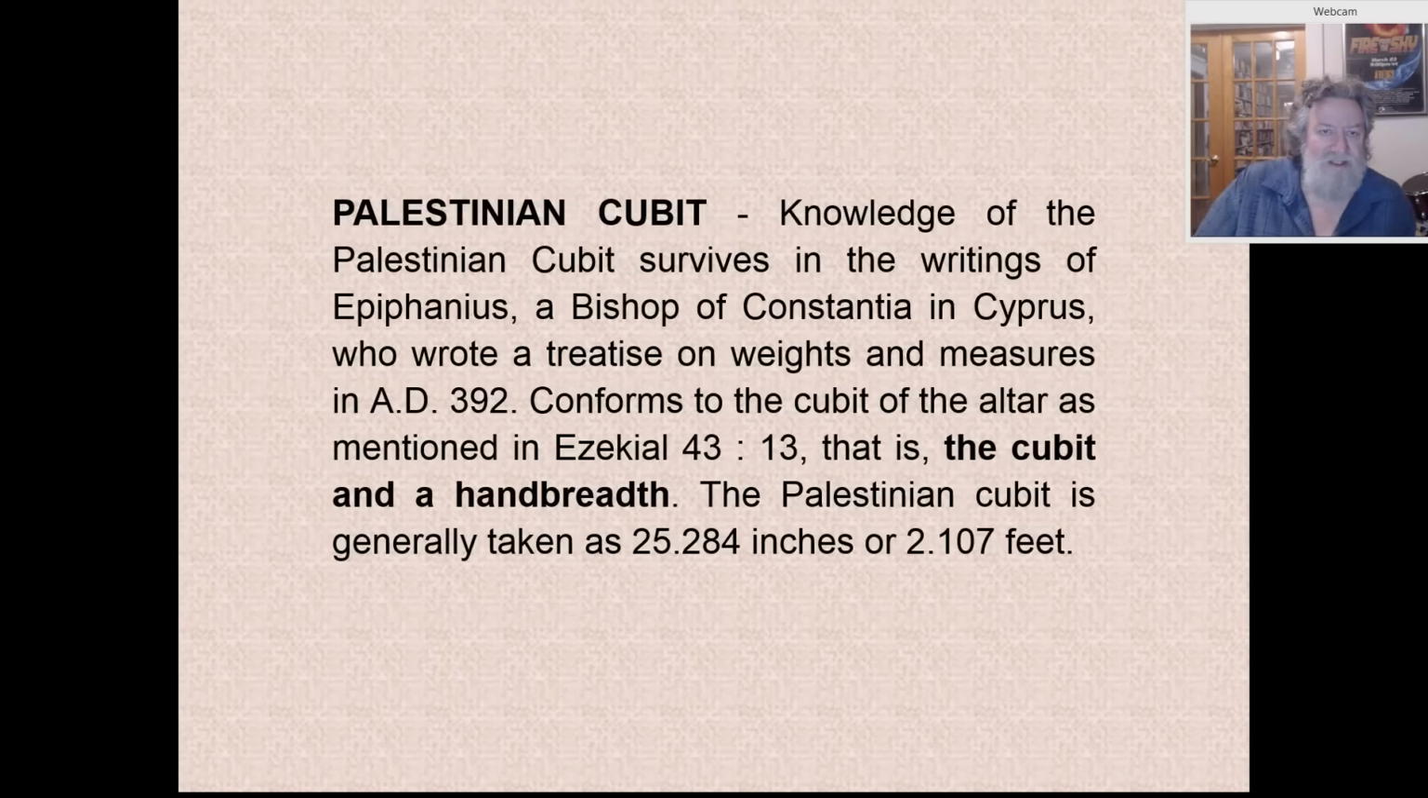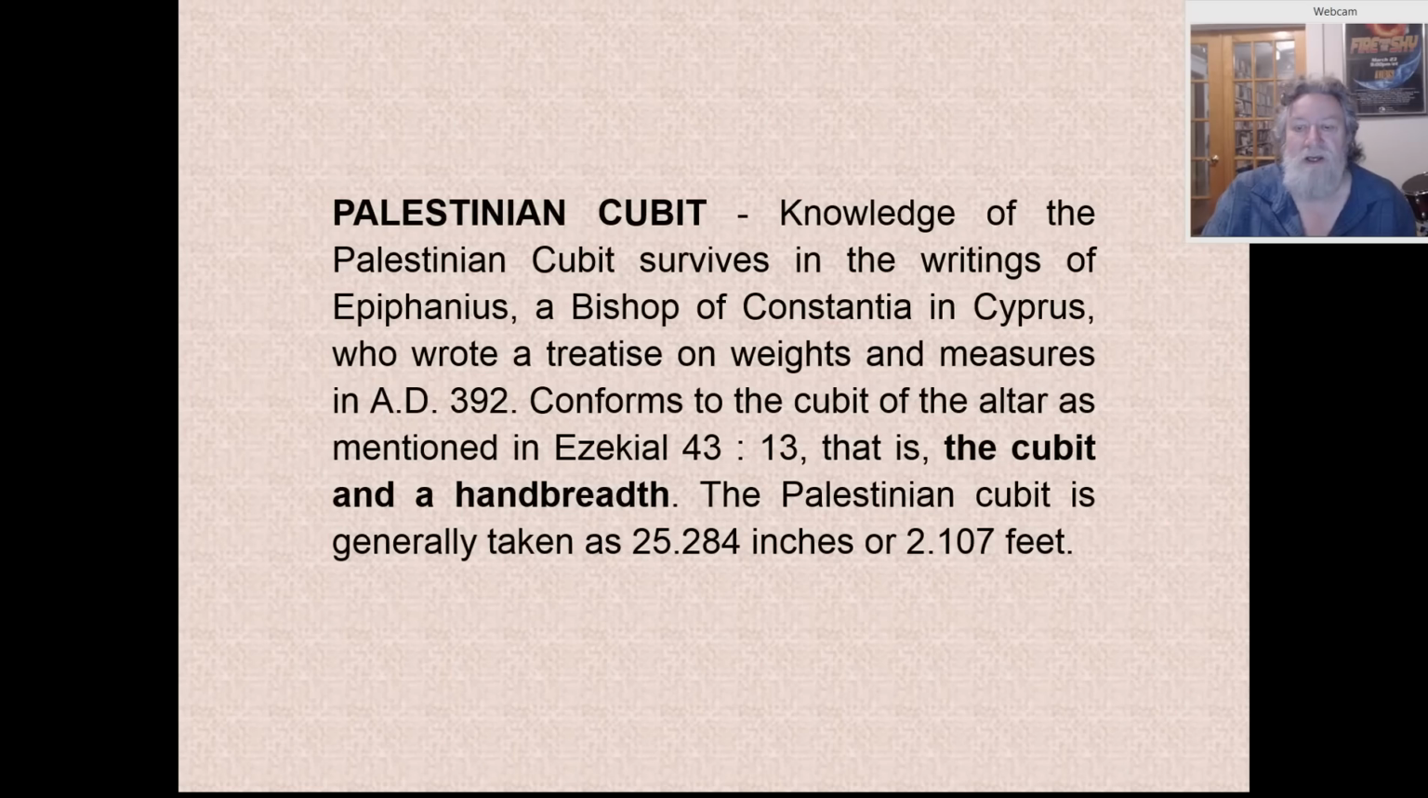Now, the next thing we're going to do is look at another unit of measurement that was used in Palestine probably during the first millennium BC, roughly for 500 to 1,000 years. As it says here, knowledge of the Palestinian cubit survives in the writings of Epiphanius, a bishop of Constantia in Cyprus, who wrote a treatise on weights and measures in AD 392. The Palestinian cubit conforms to the cubit of the altar, as mentioned in Ezekiel 43:13.